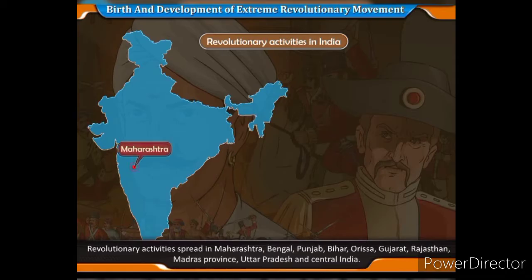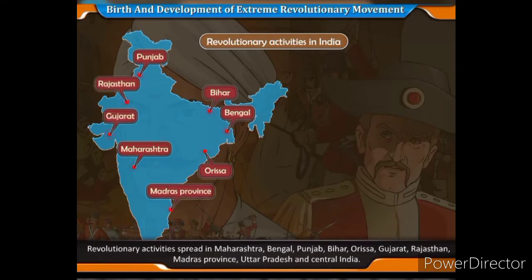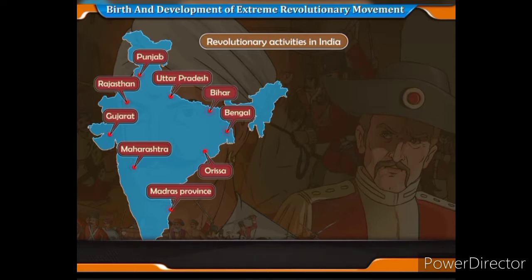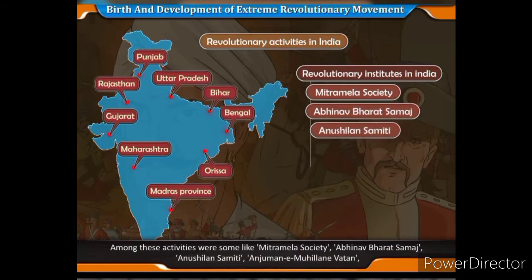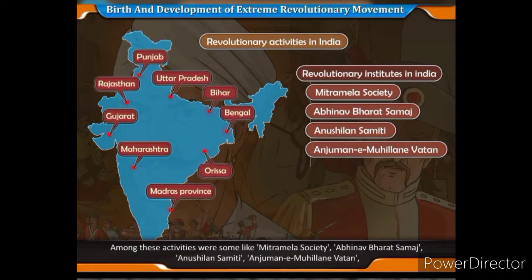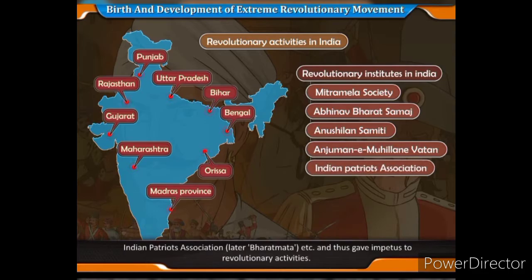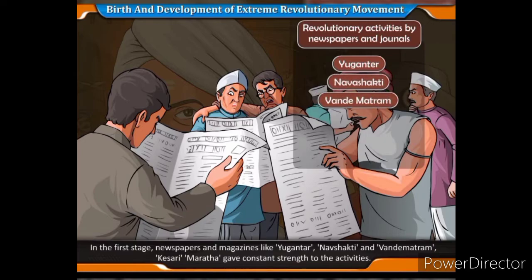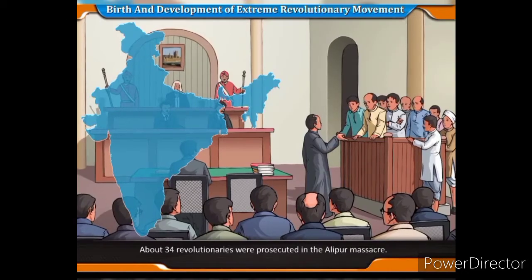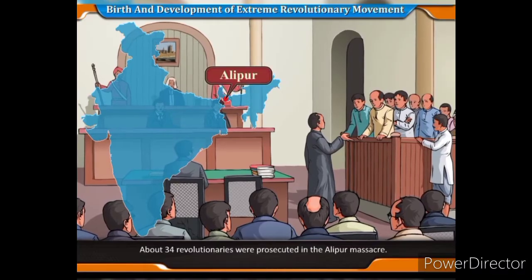Revolutionary activities spread in Maharashtra, Bengal, Punjab, Bihar, Odisha, Gujarat, Rajasthan, Madras province, Uttar Pradesh, and central India. Among these were organizations like Mitra Mela Society, Abhinav Bharat Samaj, Anushilan Samiti, Anjuman-e-Mohilan-e-Watan, Indian Patriots Association, later Bharat Mata, etc., which gave impetus to revolutionary activities. In the first stage, newspapers and magazines like Yugantar, Navshakti, Vande Mataram, and Kesari Maratha gave constant strength to the activities. About 34 revolutionaries were prosecuted in the Alipur case.